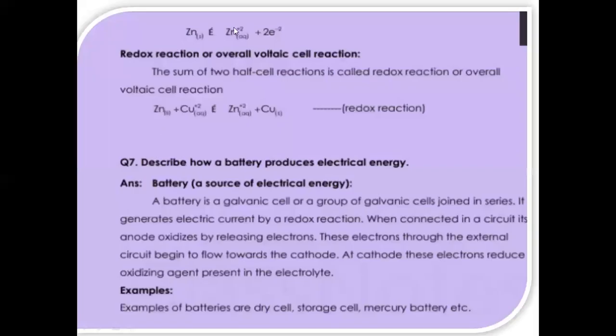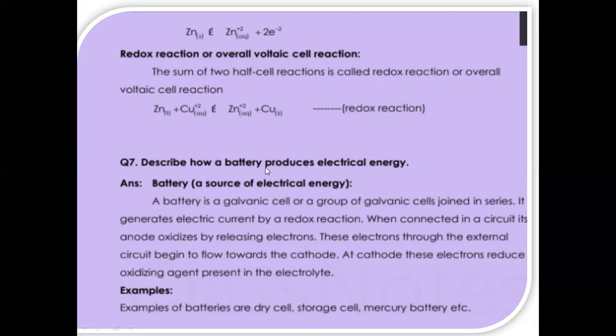Zinc, after losing two electrons, converts into zinc ion, and the overall reaction is: zinc metal, when it reacts with copper ion, will form zinc ion and metallic copper. Zinc will convert into an ion and copper will convert into a neutral atom, or metallic solid. Again, the reaction is redox because oxidation and reduction take place simultaneously.